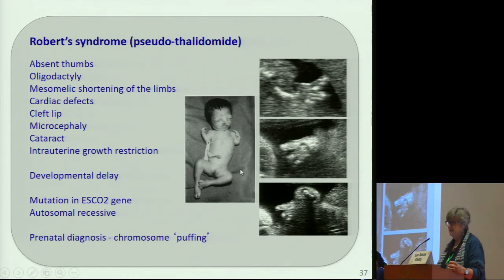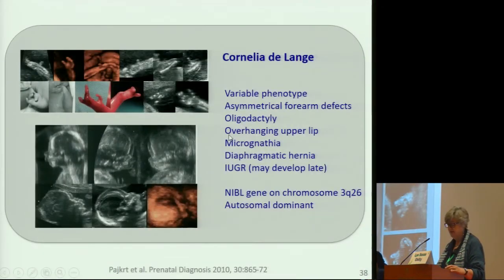Roberts syndrome is another condition where you get bilateral anomalies, but these are very asymmetrical. You get varying degrees of oligodactyly, so here's a single forearm bone with 3 fingers here, another 3 fingers here. They often have cleft lips, heart abnormalities, microcephaly. They have severe developmental delay. This is recessive and it's often lethal, so this is not a good thing to have.